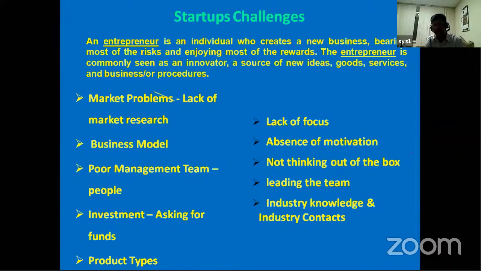Then motivation, absence of motivation. If motivation is not there, it will affect our entire team. If one team member lacks motivation, it is a big problem to link the process, because implementation is a continuous process. Motivation plays one of the key roles for our entire team.